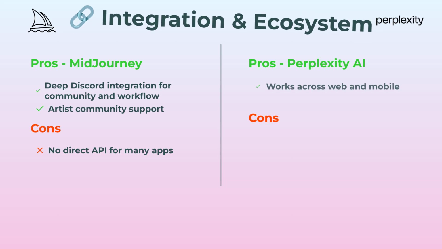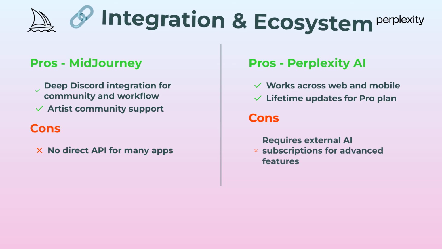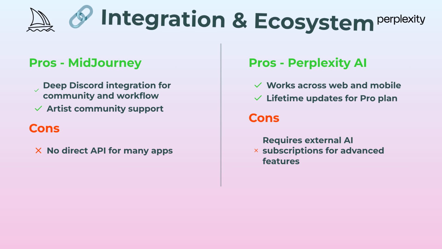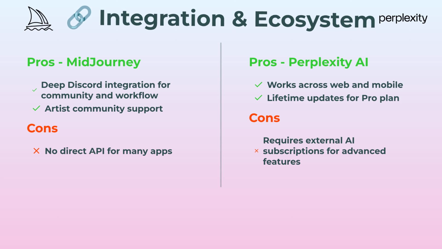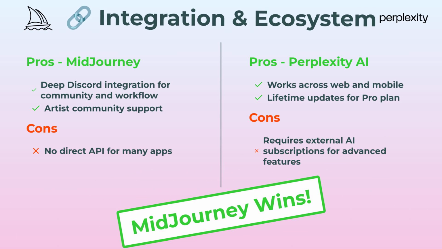Perplexity AI is more flexible. You can use it on the web, on your phone, and if you're on their pro plan, lifetime updates. But here's the hiccup. You might need other AI subscriptions for the fancy features. Overall, the integration feels deeper with MidJourney, especially if you're all about that creative workflow.